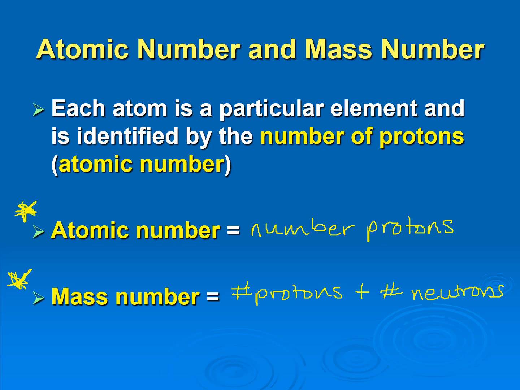Okay, so atomic number is just the number of protons, and each element will have its own individual atomic number because each element has its own unique number of protons. And then the mass number, how much the atom weighs, is just the number of protons plus the number of neutrons.